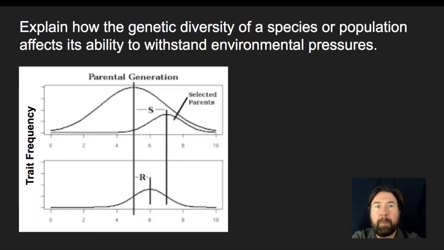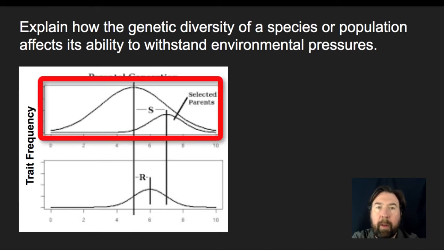So first up, I want to explain how genetic diversity of a species or population affects its ability to withstand environmental pressures. So we see over on the left that we've got this broad variation that exists in the initial parental generation up on the top. And that's represented by our normal distribution curve along the top.